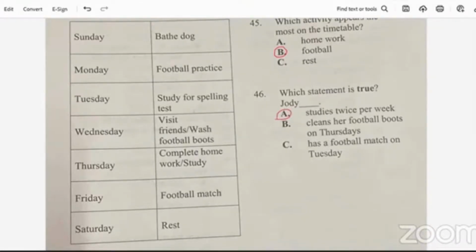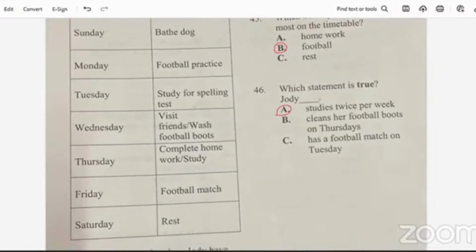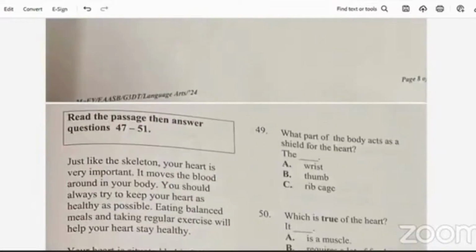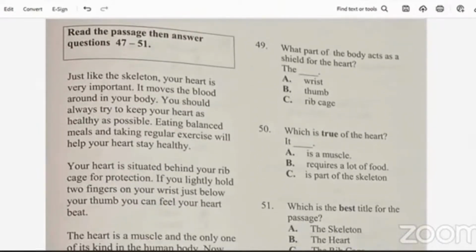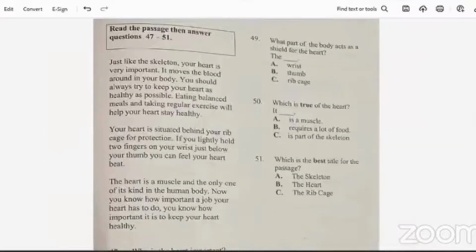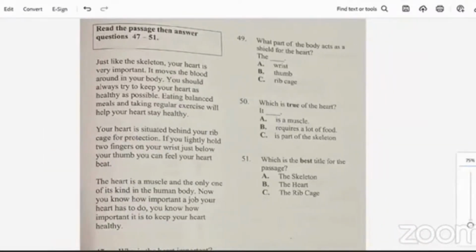All right, so of course, in your own time answering these questions, you will take your time to go through and see what the correct answers are. All right, so another passage to read. It says, read the passage and answer questions 47 to 51.